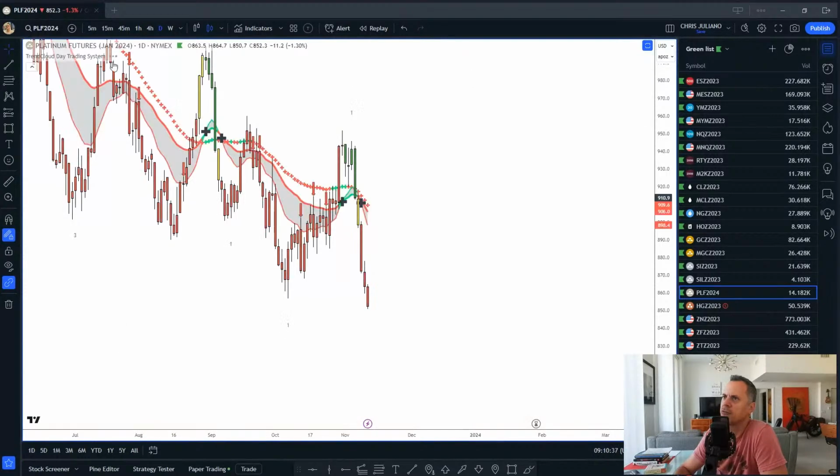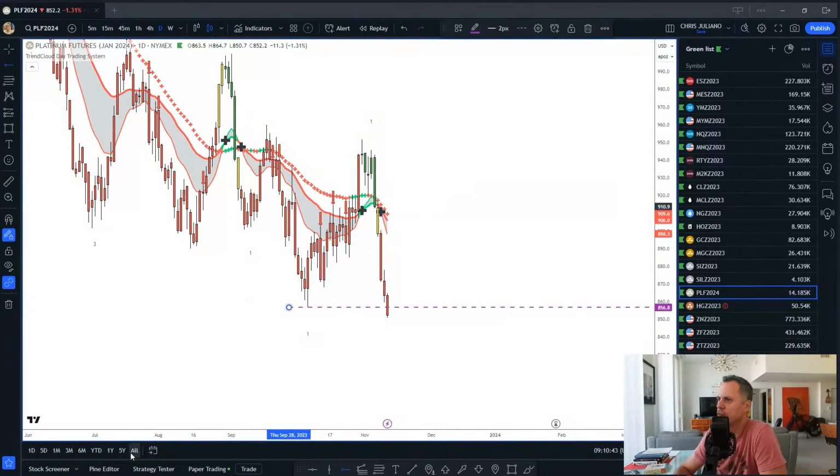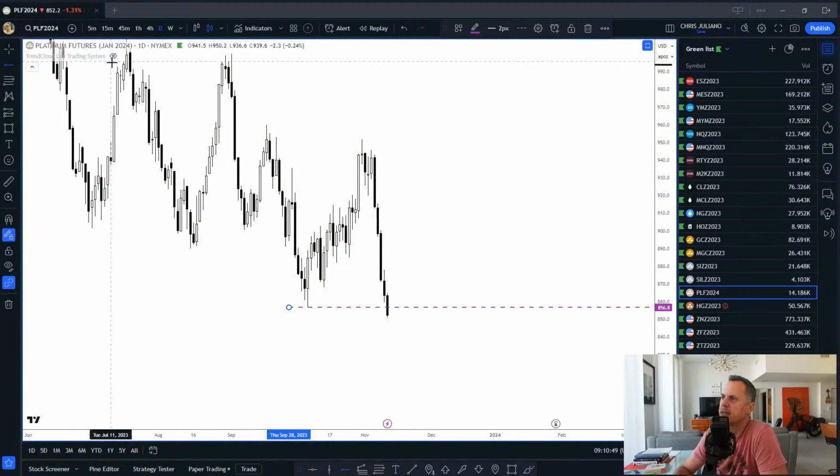Come on, TradingView, what you doing there? There you go. You take a look, and look what we got on the futures, right? We just broke structure on that daily chart of platinum. What a rip down. Look at that thing, man. My gosh.